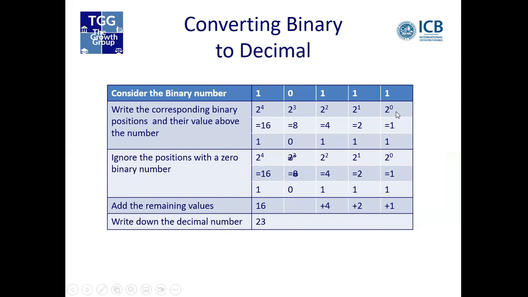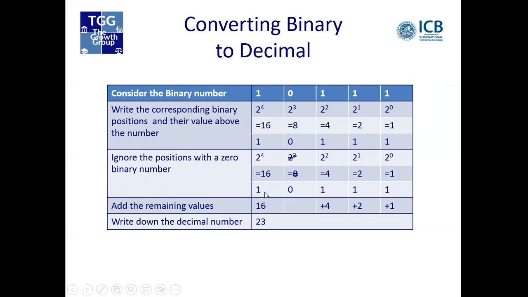And above that, I'm writing the binary position: 2 to the power 0, 2 to the power 1, 2 to the power 2, 3, 4, etc. And then I write that binary number value in there. 2 to the power 0 is 1, 2 to the 1 is 2, 4, 8, 16, and so forth.